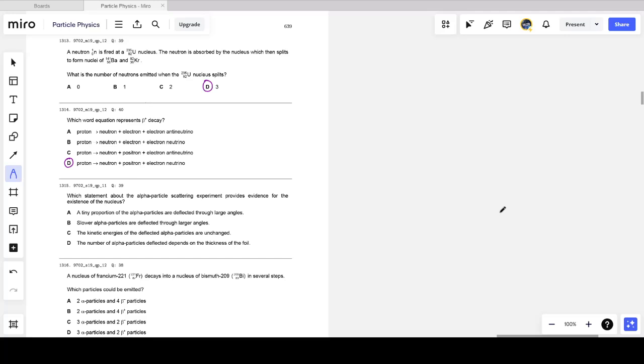A: A tiny proportion of the alpha particles are deflected through larger angles. B: Slower alpha particles are deflected through larger angles. C: The kinetic energies of the deflected alpha particles are unchanged. D: The number of alpha particles deflected depends on the thickness of the foil. Again, it's one of those questions where if you read through the alpha particle scattering experiment, then you probably don't need to read through the options. You'll select the correct option.